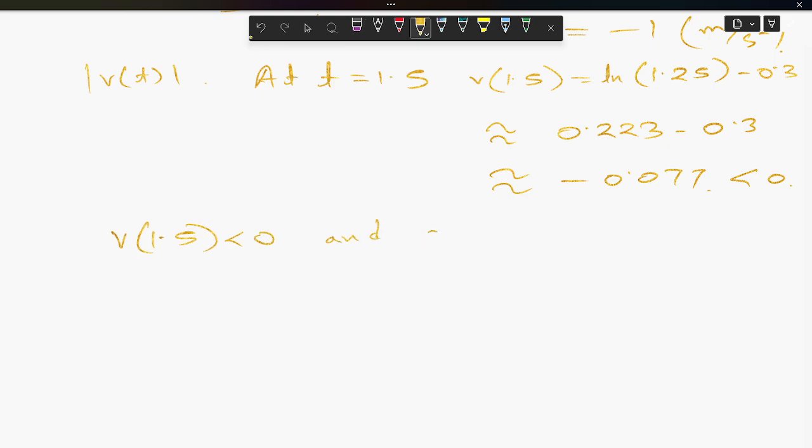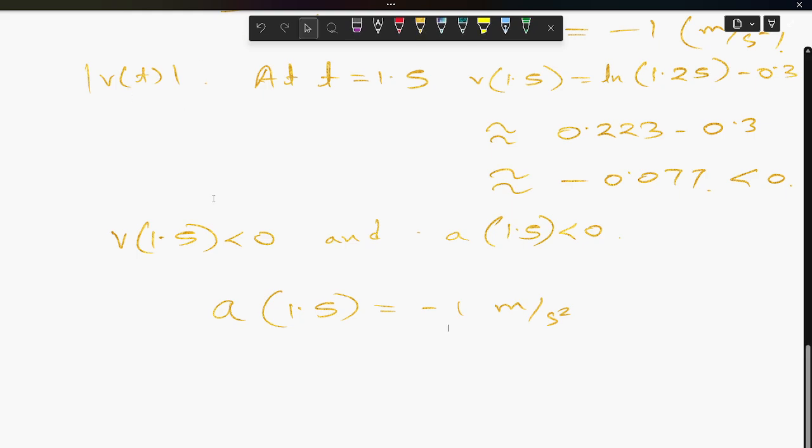So since v of 1.5 is less than 0 and acceleration at 1.5 is also less than 0, the speed is increasing because both velocity and acceleration are negative. That means the particle is speeding up in the negative direction. So the final answer is a of 1.5 is equal to minus 1 meter per second square. Okay, very good. And another thing, at t equals 1.5, because v of t and a of t have the same sign, both negative, speed is increasing.